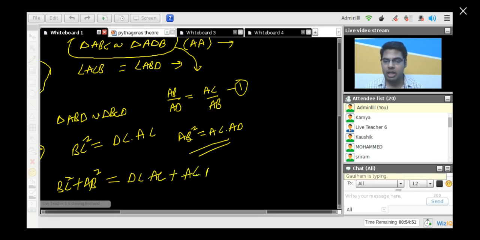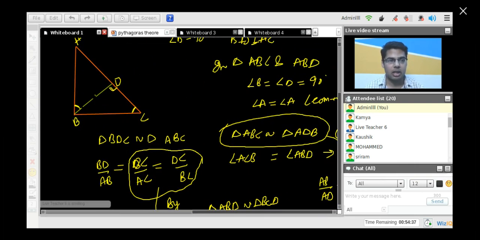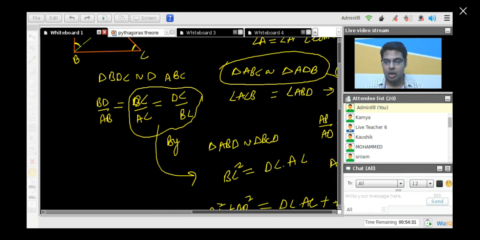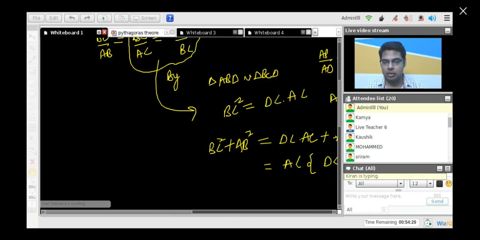Now anyone having any problem in proving the Pythagoras theorem? Now it seems to be simple. You can take AC as common. If you take AC as common, DC plus AD will be inside the bracket. Now try to see in the figure, what is DC plus AD? DC plus AD is nothing but equal to AC. Yes, very good. So here we have AC into AC, which is AC square. So finally we have BC square plus AB square is equal to AC square.